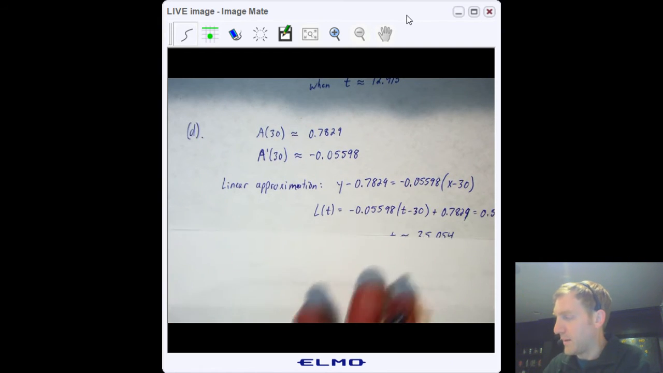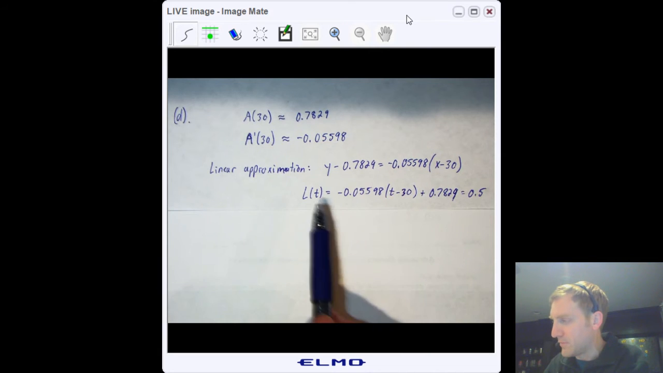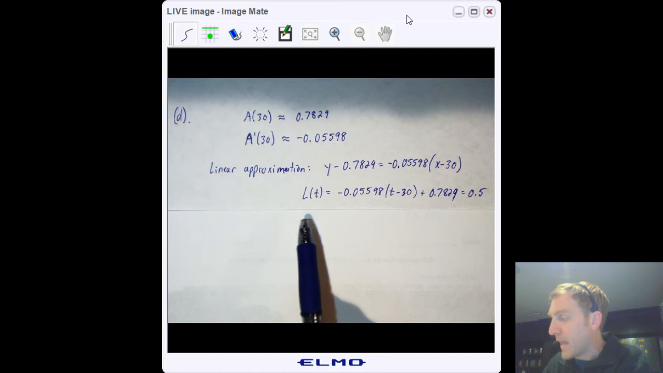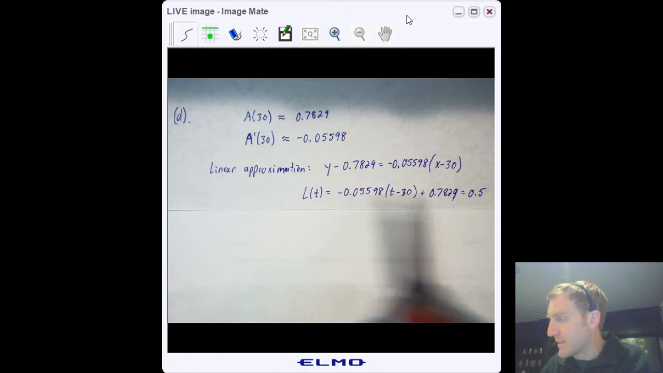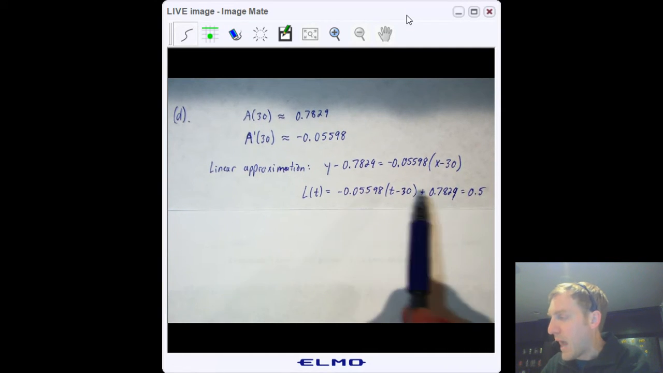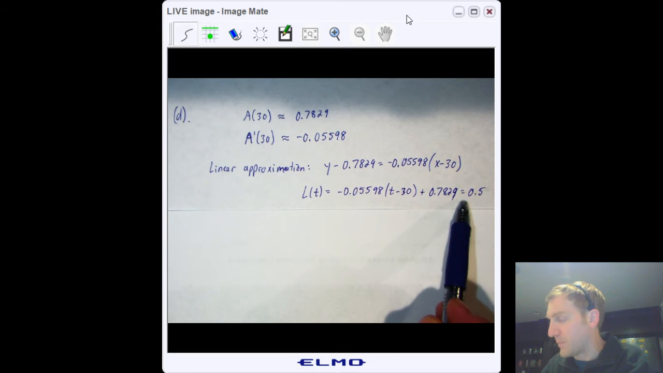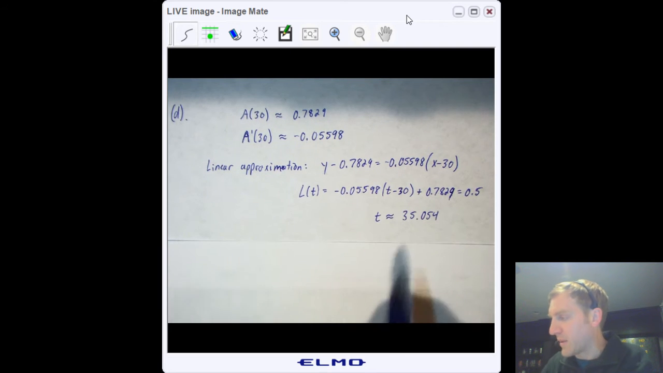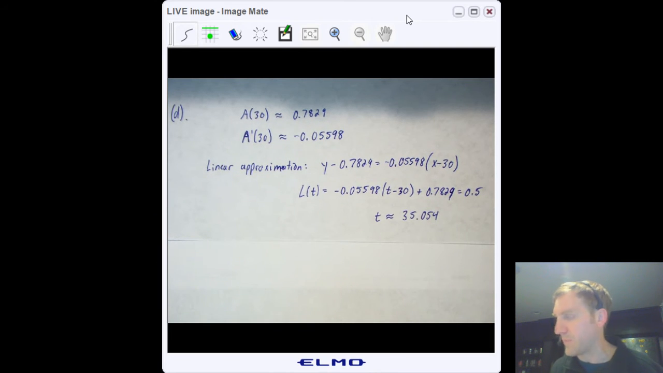And then you can call it L of t. You don't have to call it L of t, as long as you had a tangent line. That was the point. And then the second part, you want to set this equal to 0.5. They said find how long for the amount of grass clippings to be equal to 0.5. So set that linear approximation equal to 0.5 and algebraically solve for t. You get 35.054.